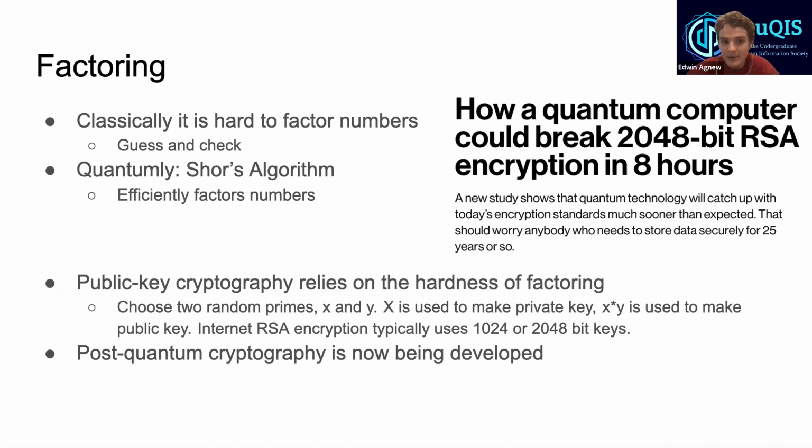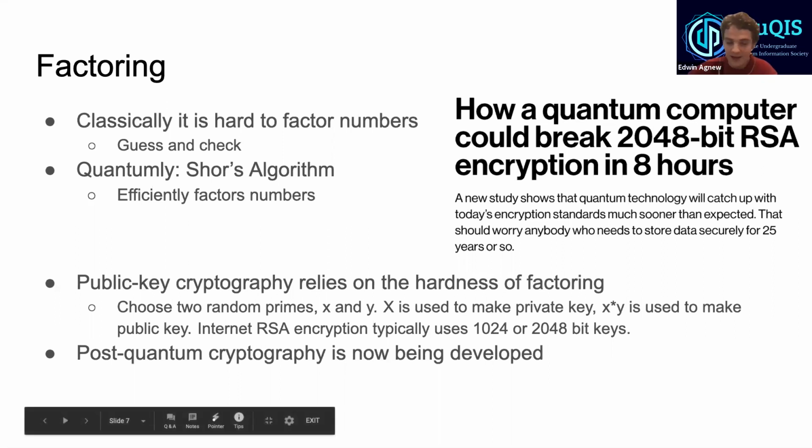Quantumly, however, we have Shor's algorithm, which can factor numbers exponentially faster than a classical computer, and therefore can do it efficiently. This may just sound like a slightly impressive but rather boring mathematical trick, but it's actually very important. Public key cryptography relies on the difficulty of factoring large numbers, and that's what secures your payments on the internet and keeps your passwords safe and everything like that.